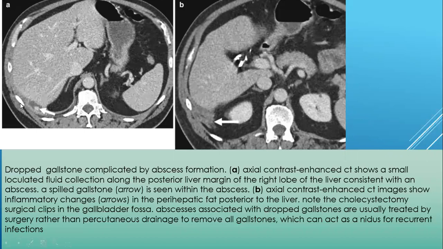طبعا هنا اكو كيرسر موجود، هاي الجولستون وهاي الفلويد اللي موجوده. Axial contrast enhancing CT image show inflammatory changes in the perihepatic fat posterior to the liver. Cholecystectomy surgical eclipse موجودة. Gallbladder abscess associated with dropped gallstone are usually treated by surgical rather than percutaneous drainage to remove all gallstones, which can act as a nidus for recurrent infection.